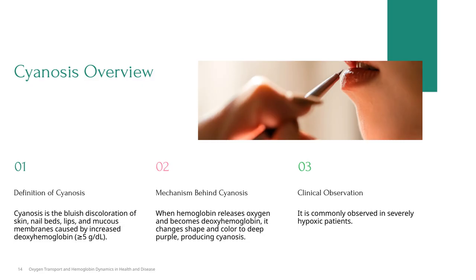Looking at cyanosis from a clinical perspective, it's often observed in patients who are severely hypoxic. When oxygen levels drop significantly, the body can't oxygenate the blood properly, leading to this visible sign. Recognizing cyanosis is important because it's a clear indicator of underlying oxygenation issues, linking back to our overall focus on oxygen transport dynamics in health and disease.